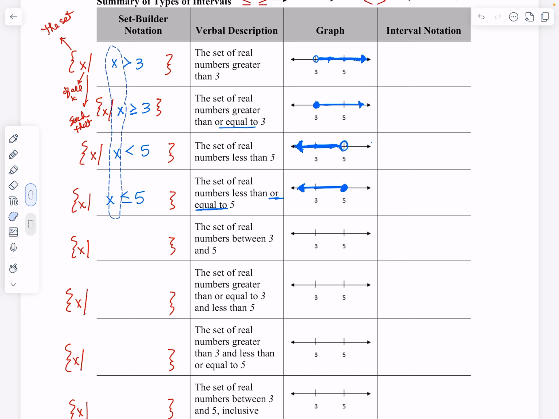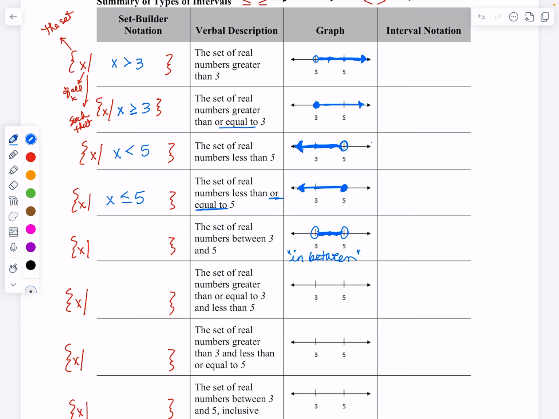Okay, let's look at the next one. The set of real numbers between 3 and 5. So 4 is in between 3 and 5, 3.5 is in between, 4.5 is in between. So we're going to shade everything in between. I call that an in-between graph. Now, notice it didn't say or equal to. There were no or equal tos. So my 3 and my 5 are going to have open dots on them.